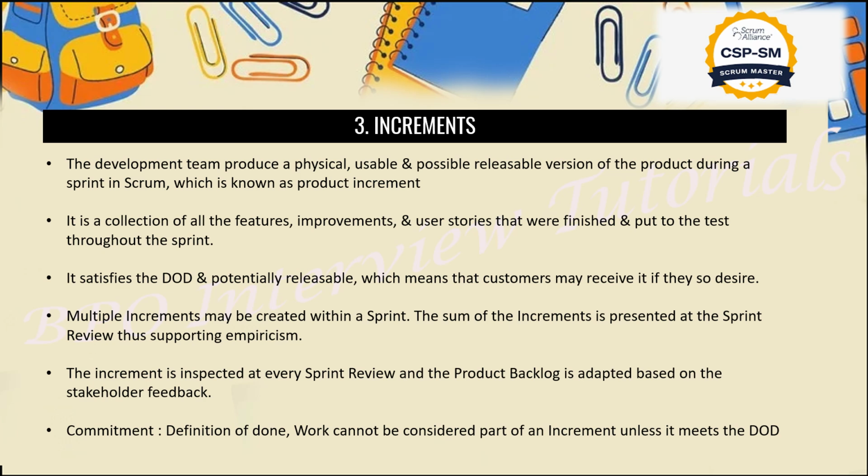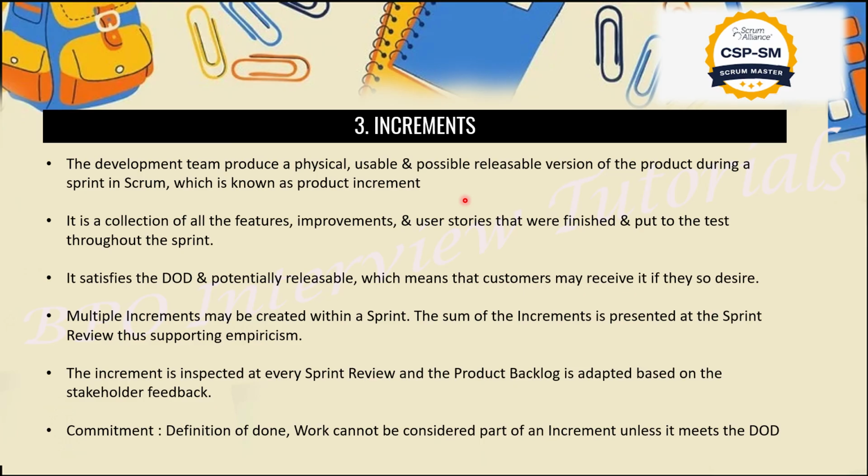Next, it is the collection of all the features, improvements, user stories, whatever we have finished, and we have put that particular information up for testing. It satisfied DOD, which is definition of done, and is potentially releasable, which means the customer or product owner may receive it and use it however they want to. Multiple increments may be created within the sprint. The sum of the increments is presented in the sprint review and thus supports empiricism.